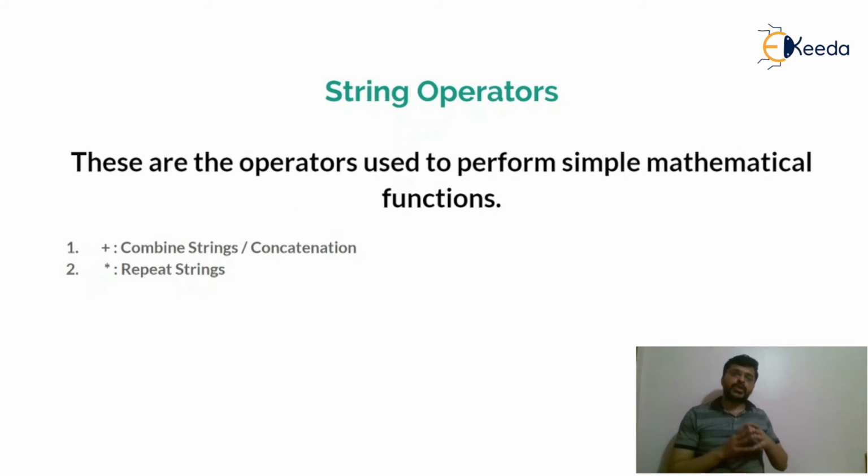Now, as we saw the operators that we can use on numbers, there are two operators that we can also use on strings. The operators are combine strings, which is indicated by plus, and repeat strings, which is indicated by asterisk. Okay, now let's see both of them in working.